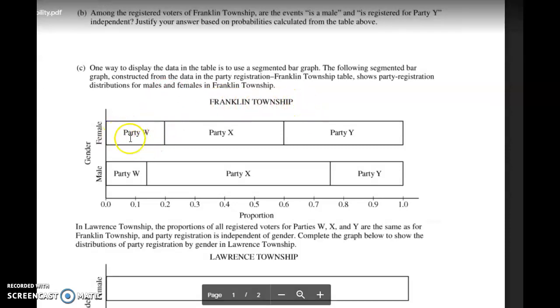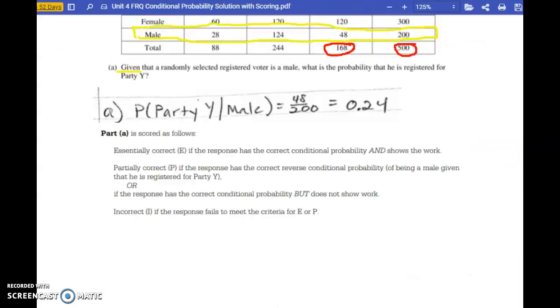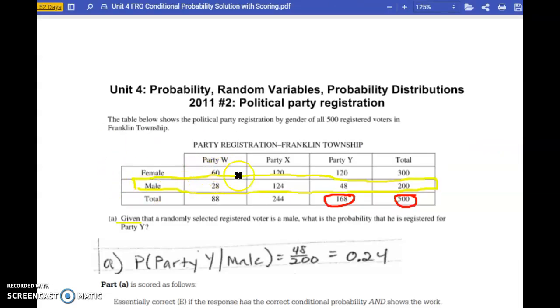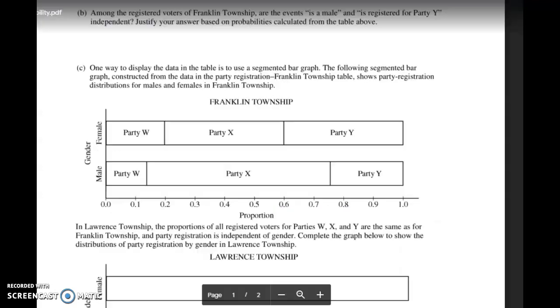So these sections of the bar came from dividing the total of that party over the column total. So the sections of the bar, the first section of the female bar came from 60 over 300. The next one came from 120 over 300, and then 120 over 300. And then same for the males, 28 over 200. The next segment was 124 over 200, and then 48 over 200. So that's where these bars came from.